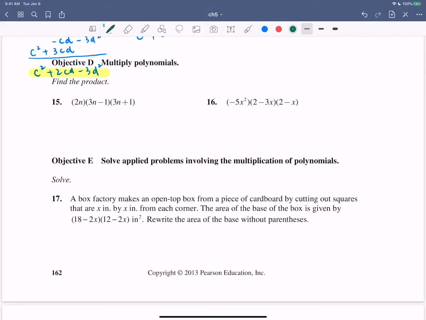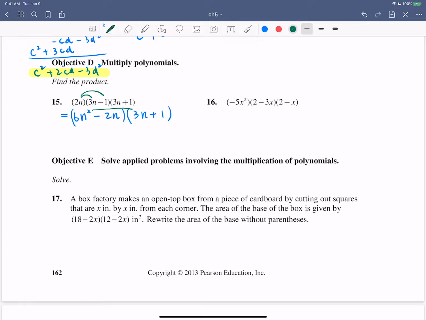For this one, let's just do it from left to right. So distribute 2n into 3n and also minus 1. We obtain 6n squared minus 2n. Make sure you still keep it as a grouping symbol. Second pair is 3n plus 1. That's the second polynomial. And then, as you can see, we have a binomial times binomial. So you could use FOIL, you could use the area model, or the vertical way. Let's simply use the distributive property.